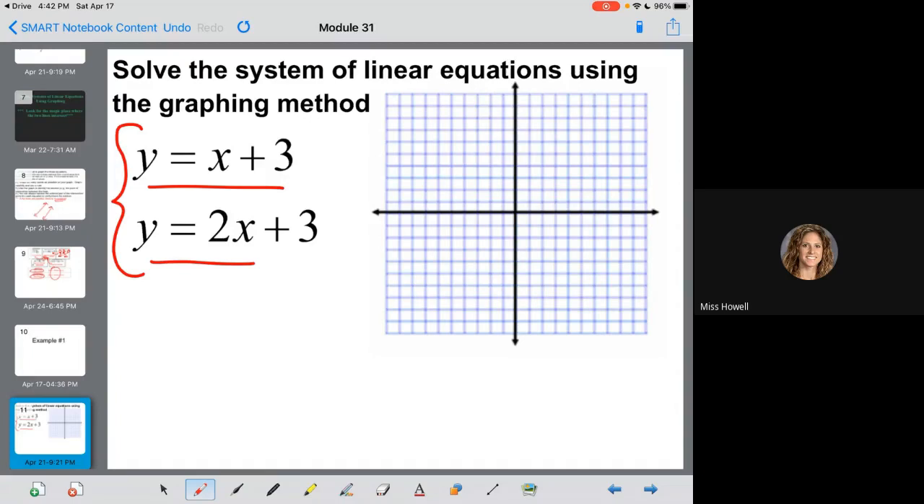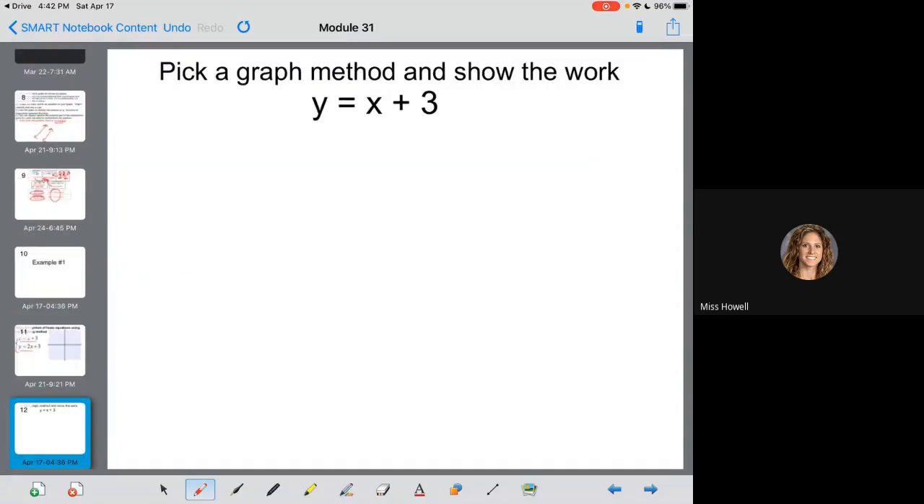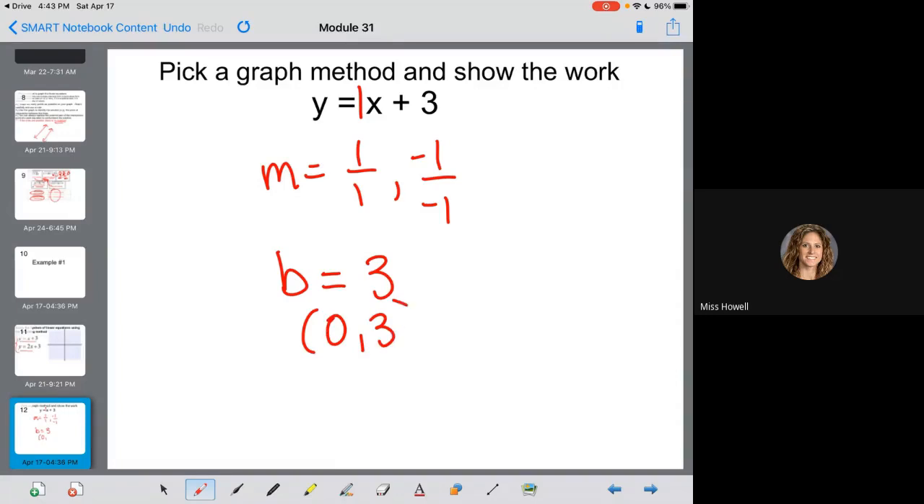So let's start with our y equals x plus 3 line. It's in slope-intercept form, so my suggestion would be using that to help you graph. So y equals, there's a 1x here. So m is 1 over 1, or we can use negative 1 over negative 1. And our y-intercept point is at 3, or 0, 3. So let's use those 2 things. Let's start graphing our first portion of our system.